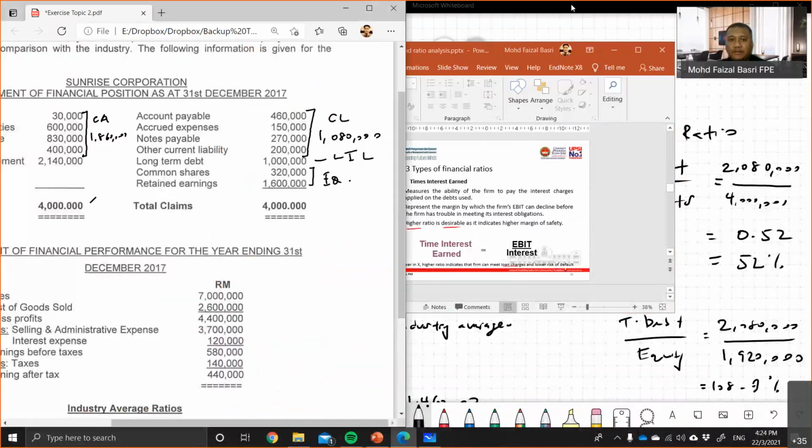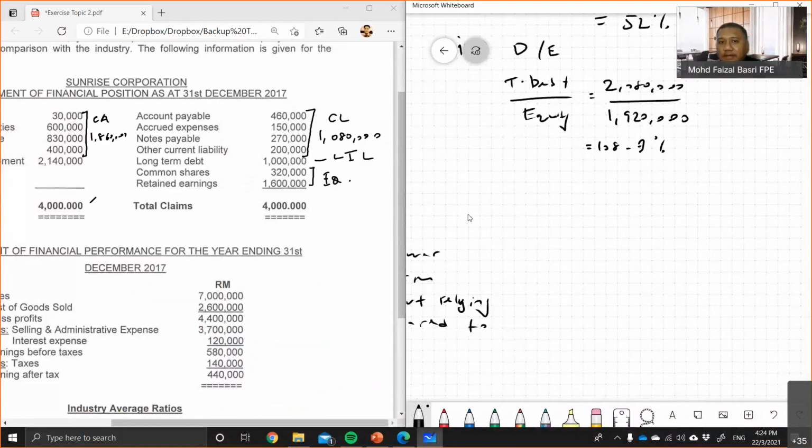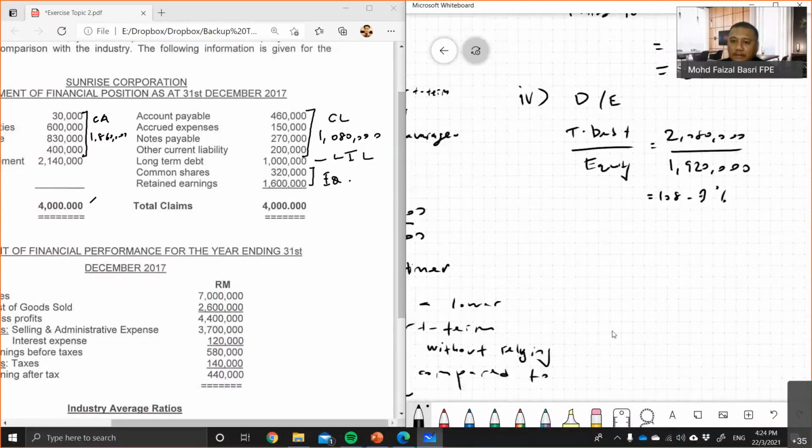So, back to the question. The numbering is a bit out, because the debt to equity ratio, we cannot compare, because it's not part of the question actually. Number four here. Okay, number four.